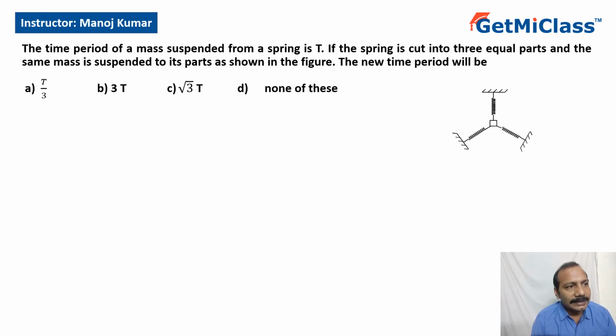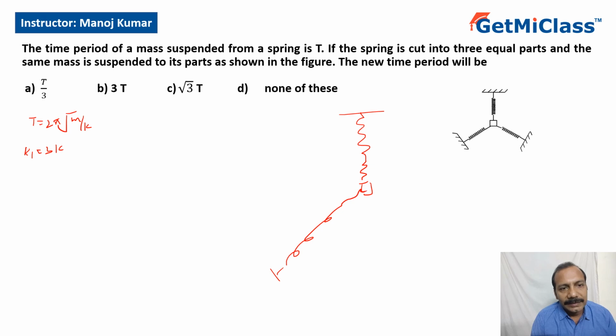where k is the spring constant of the total spring. Then the spring constant of each spring, I'll say k1, equal to 3k. Now let's say I slightly disturb this mass. I'll draw a bigger figure. This is one spring, this is another spring, and this is the other spring. These are the three springs that I have. Each of them has spring constant k1, which is equal to 3k.